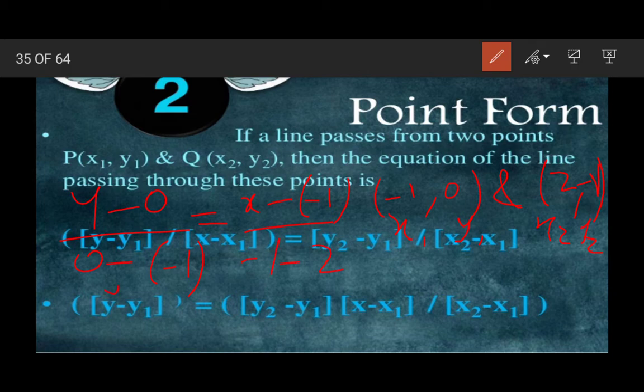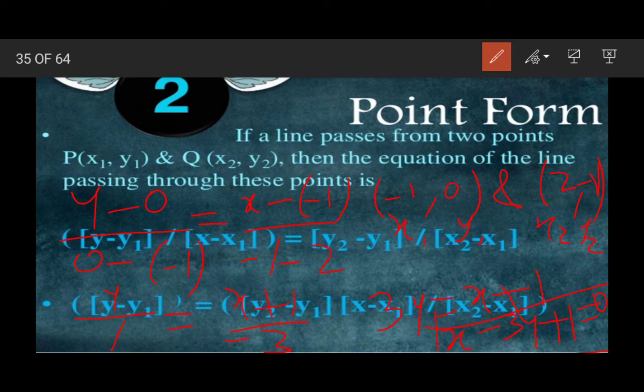So that is equal to y upon 1, that is equal to x plus 1 upon -3. So cross multiplication, 3y is equal to x plus 1. Take 3y on the right hand side. So what we get? x minus 3y plus 1 equal to 0. This is the equation of a line.